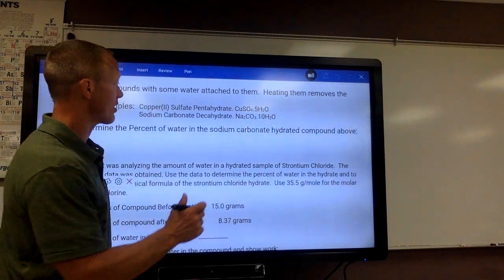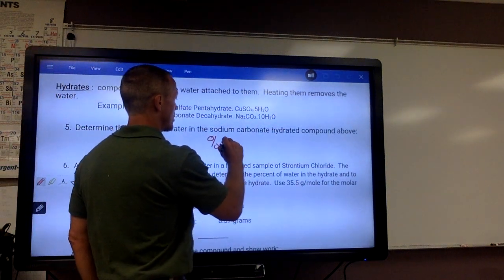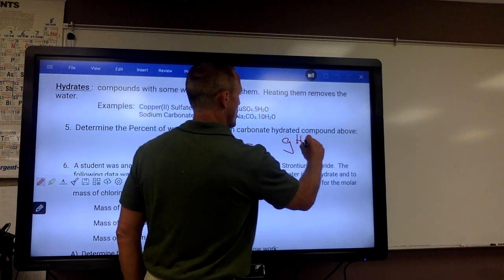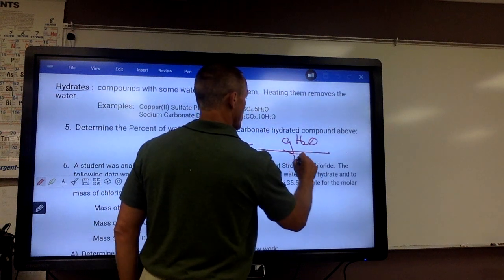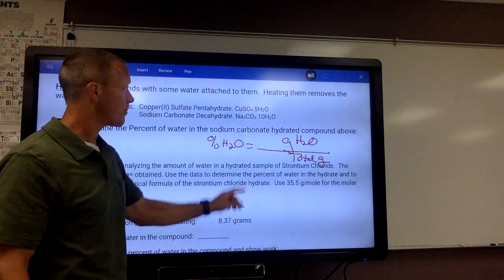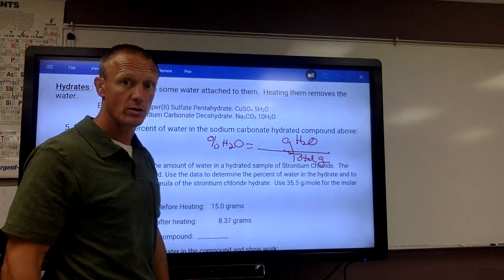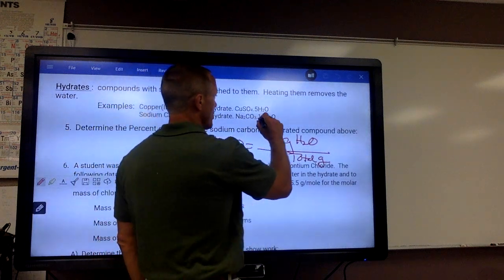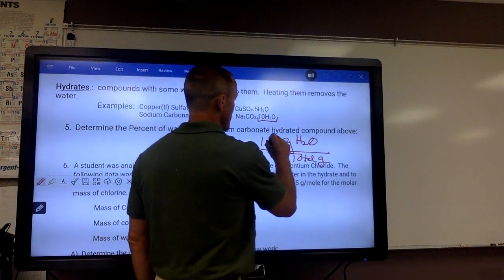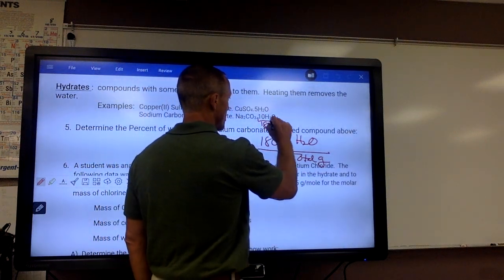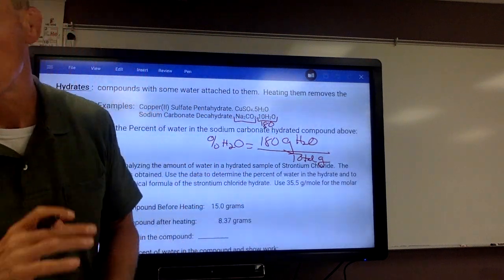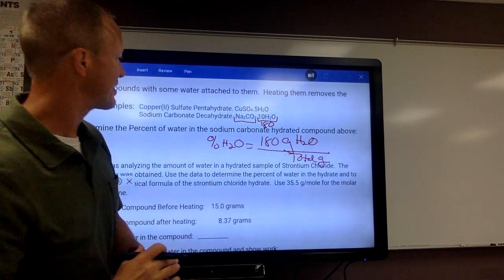So if we want to get the percent of water in that compound, we need to know grams of the water over total grams of the whole compound. So right here, there are 10 moles of water, 10 molecules of water, right? 10 moles of water, and water is 18 grams per mole, so 18 times 10, there's 180 grams of water in there. You need to add up this, so 2 sodiums, 1 carbon, and 3 oxygens is 106 grams.